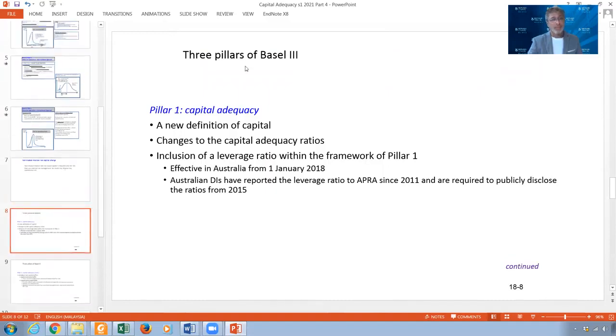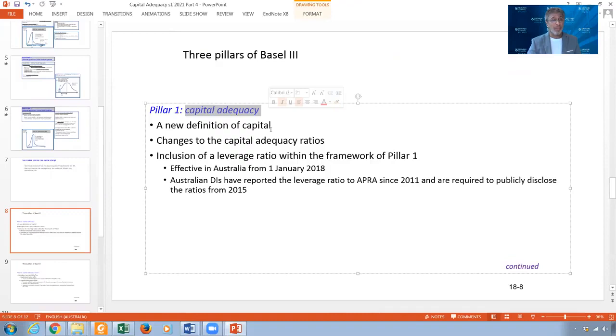Just to recap what we have said. Basel III has 3 pillars. The first pillar is the capital adequacy requirements, whether we are using the internal model or the standardized model. And if we are using the standardized model, this is a new definition for capital. We have to change the capital adequacy ratio, and we have to include leverage ratios within the framework of Pillar 1. So this is also included. This is what Pillar 1 is doing. This is how it starts.